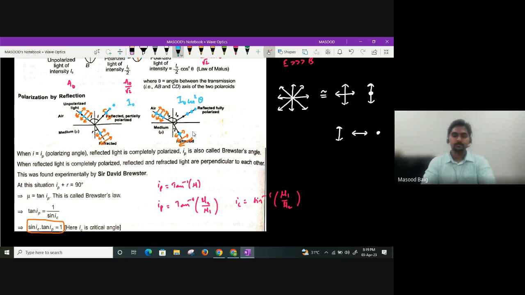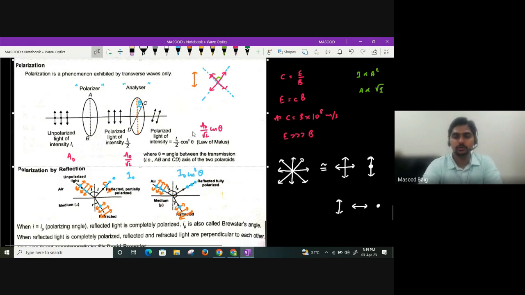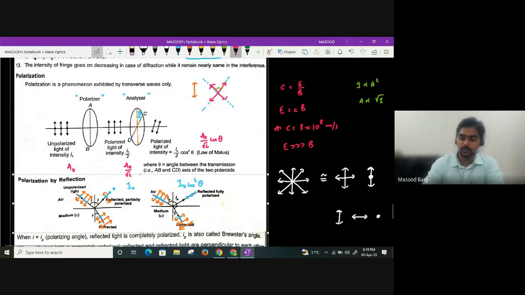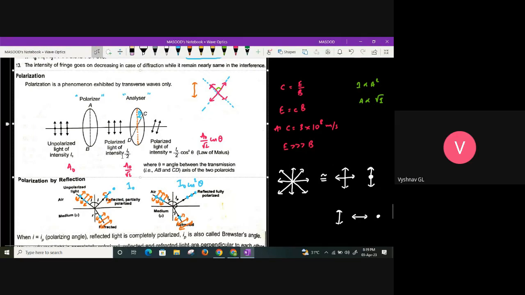Yes or no? So what you need to remember is the intensity as well as the amplitude, guys. How the amplitude will vary is also very important. Any doubt in this? Could you explain the scattering?